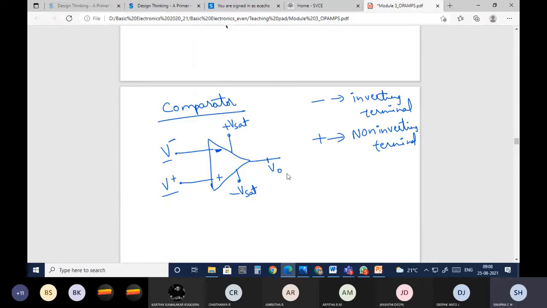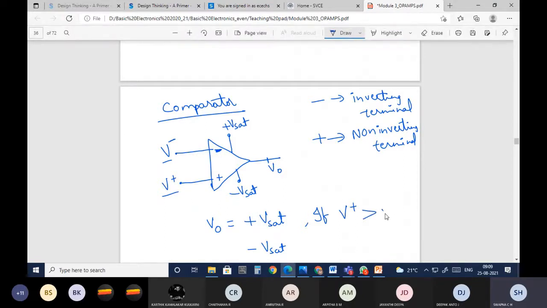What voltage will I get here? V naught will be equal to either plus Vsat or minus Vsat. When will I get plus Vsat and when minus Vsat? It depends on whether V plus, the voltage applied to the non-inverting terminal, is greater than V minus.